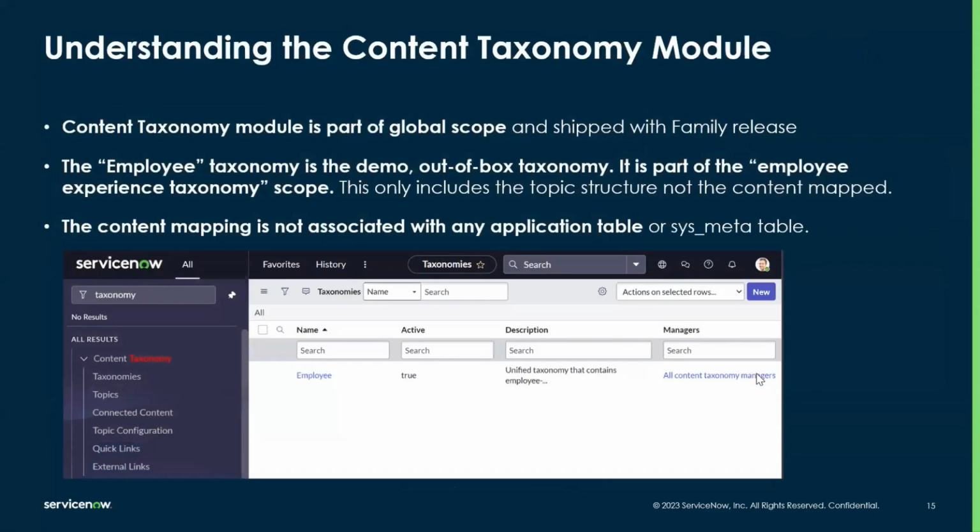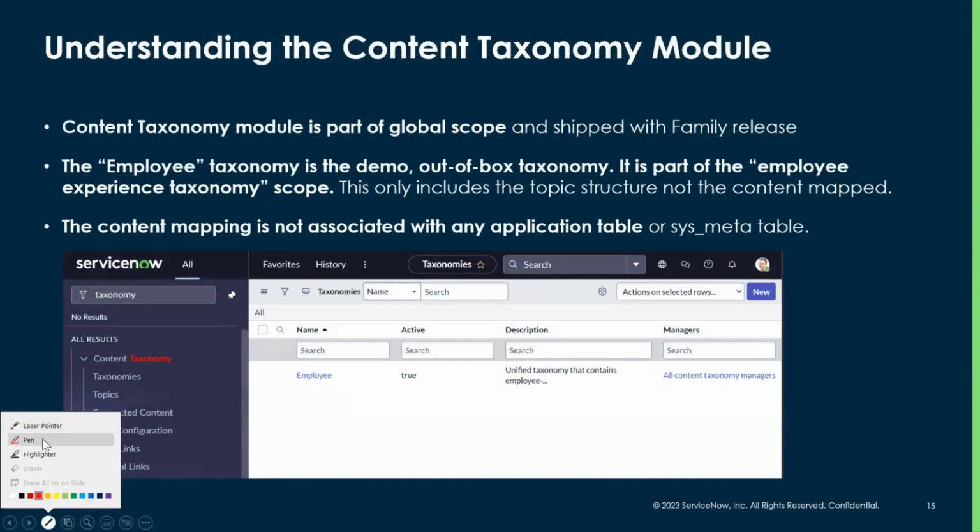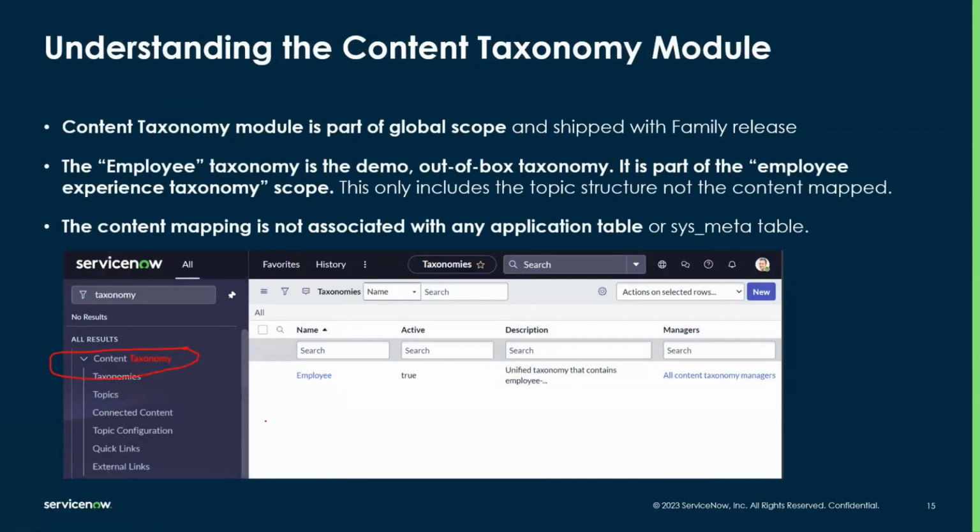Now we spoke about everything, but there is one particular module that I want to go deeper into, and that's the content taxonomy module. It is among the few capabilities that we have aligned with the family release. That code still lies in global scope and is associated with the family release. So just want to let you know that.